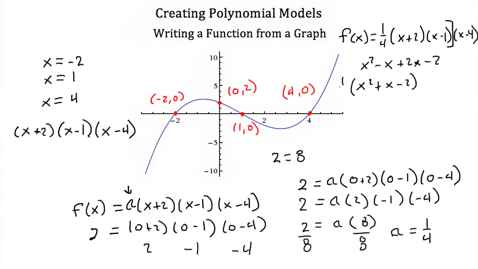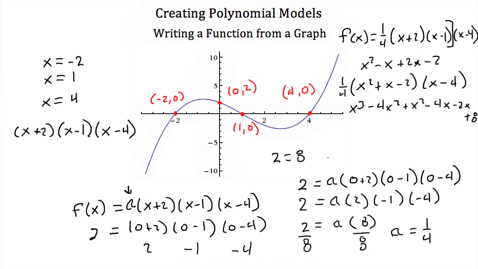This is still multiplied by a 1/4 and an x minus 4. So now I'm going to multiply the x minus 4 in. X squared times x is x cubed. X squared times minus 4 is a minus 4x squared. X times x is a positive x squared. X times a minus 4 is a minus 4x. Minus 2 times x is a minus 2x, and then minus 2 times minus 4 is a positive 8.